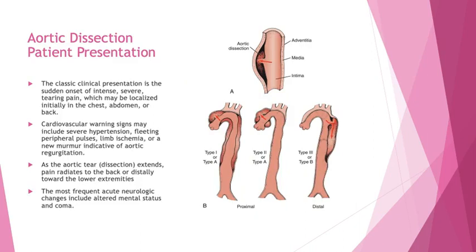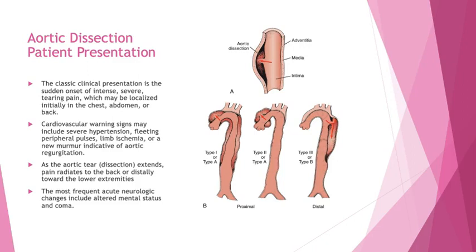Now, these patients, we talked about it, is the sudden onset of intense, severe tearing pain, which may be in the chest, abdomen, or back. So whenever you hear an acute tearing pain, you need to automatically think, oh no, is this patient at risk for an aortic dissection?